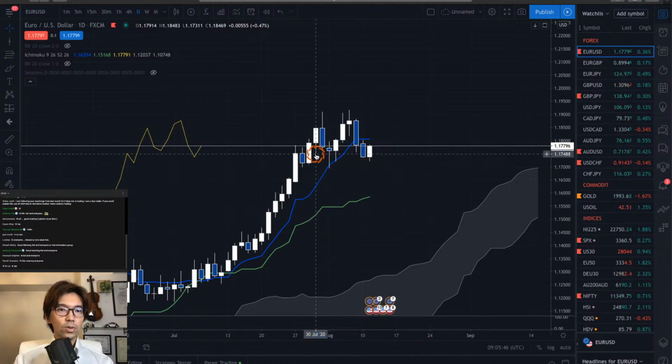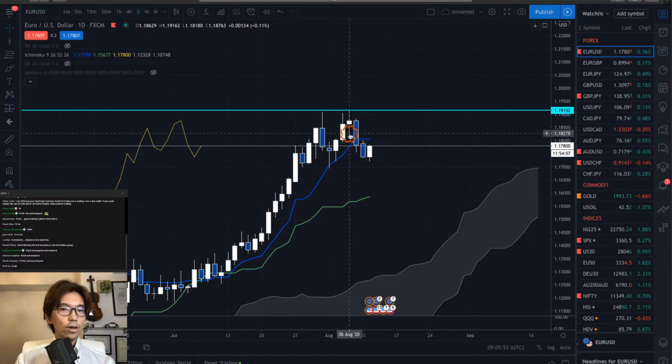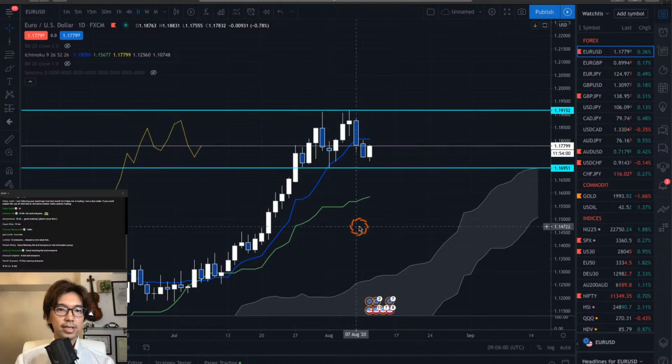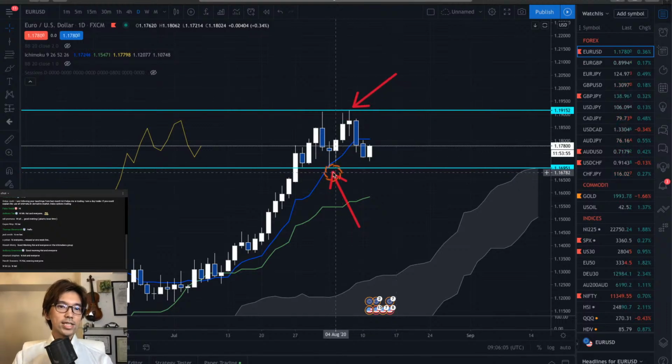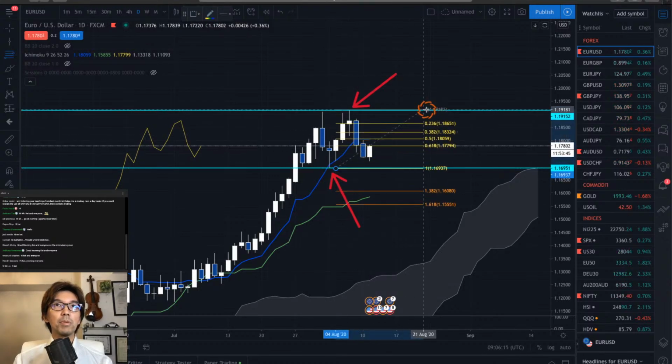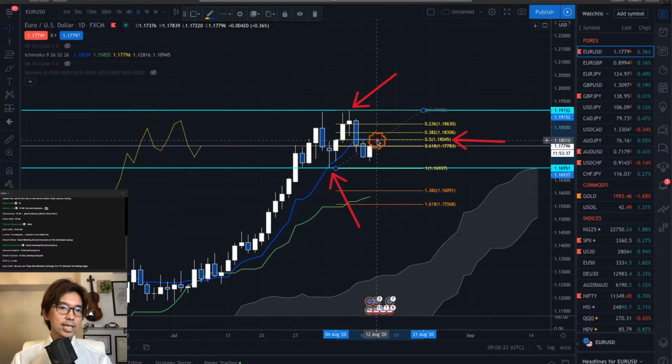The highest price for the last 9 candles was this level, so I put the horizontal line, and the lowest price for the last 9 candles was this one. You see there is a wick pointing downwards. This was the highest price, and this was the lowest price for the last 9 candles, and this is the mid-price. When you take the Fibonacci retracement, this becomes the mid-price for the last 9 candles. See, this is a 50% level, and that's where Tenkan-sen is right now.